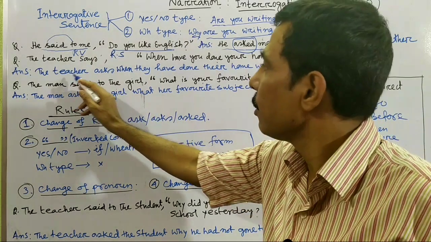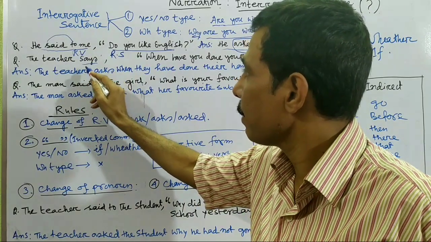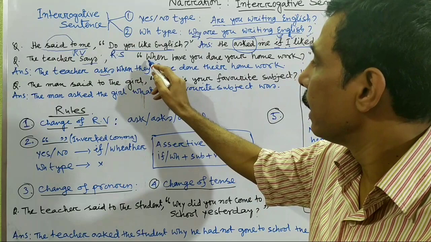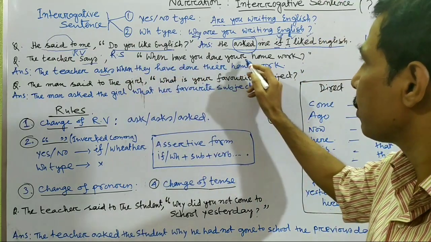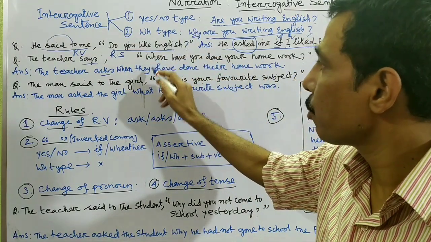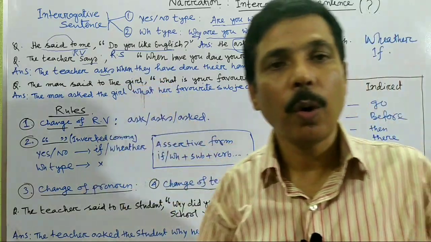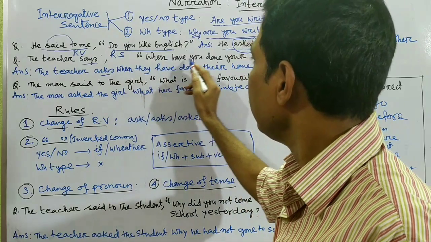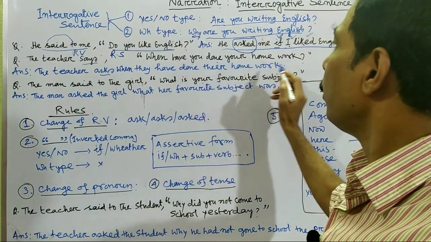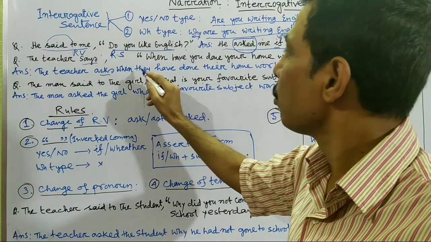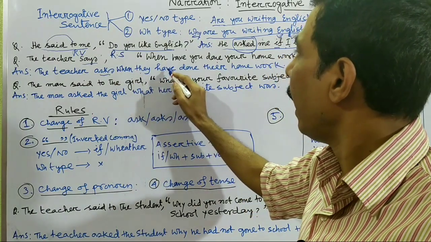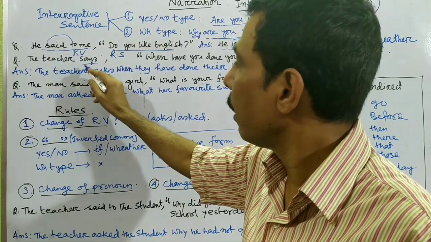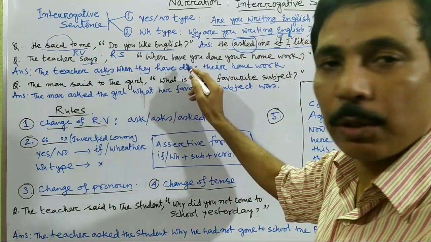The answer is: the teacher asks. As "says" is present form, here it becomes "asks". When here is a question, the interrogative sentence is WH type, so there will be no "if". You use only the WH word. Then "have you done your homework?" You change "you" into "they". When they have, there is no change of tense because the reporting verb is in present tense, so there will be no change of verb.